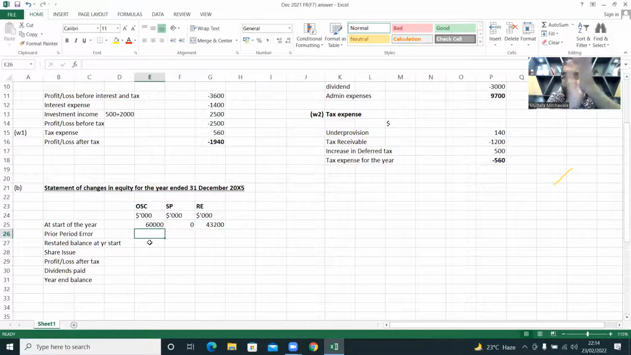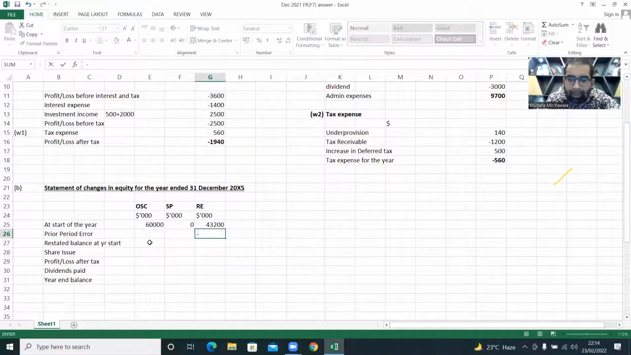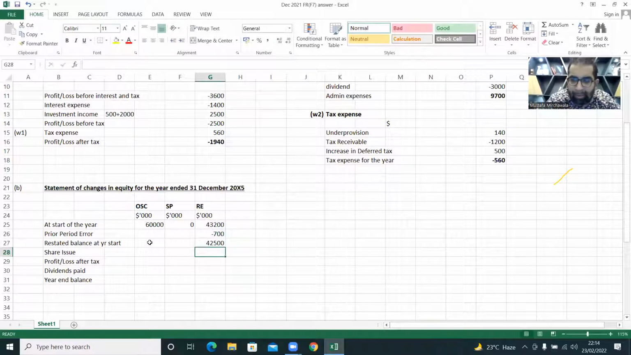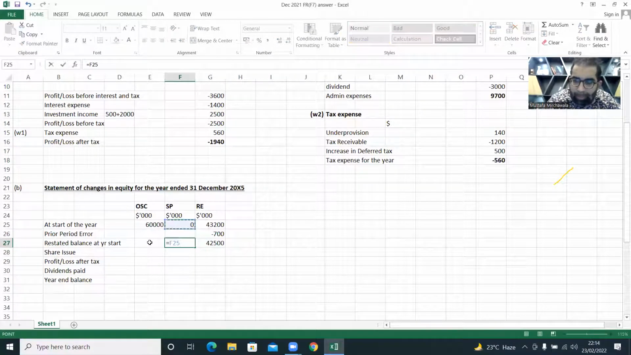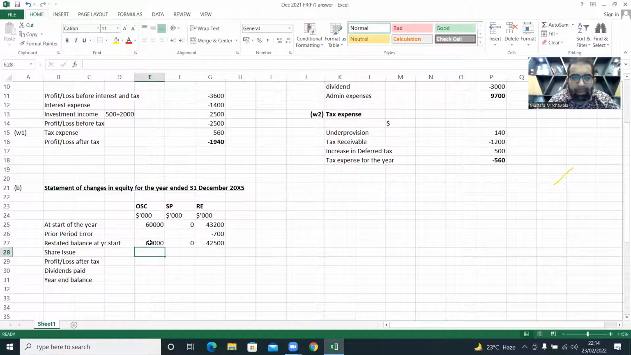Now, first of all, remember in this question, there was some prior period adjustment, and you have to adjust the opening retained earning. So first do it. Reduce your opening retained earning by 700. And now copy paste these balances. So here you have the copy paste.